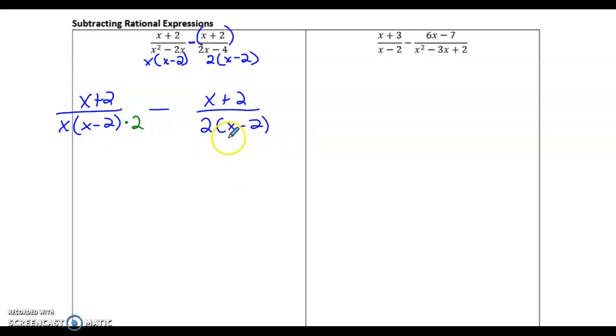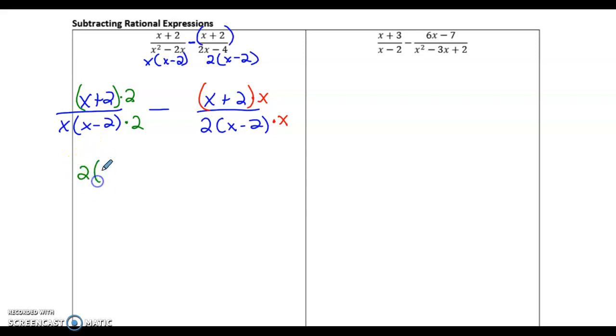It has the x minus 2. It doesn't have the x, but we'll add it over there. So we need to multiply the denominator and numerator by 2. Okay, if we look at the second one, just like we looked at a minute ago, it's missing the x. So we need to multiply the numerator and denominator by x.